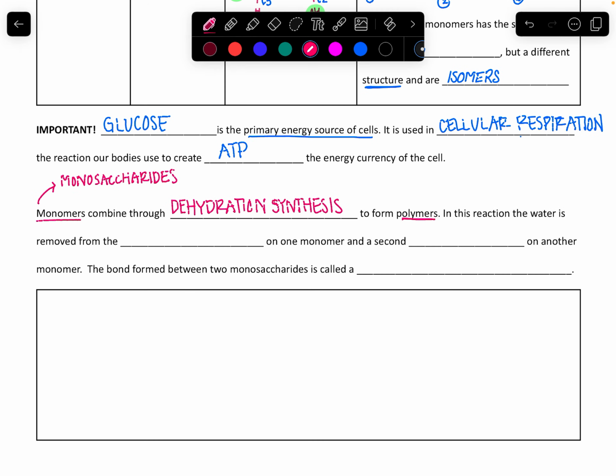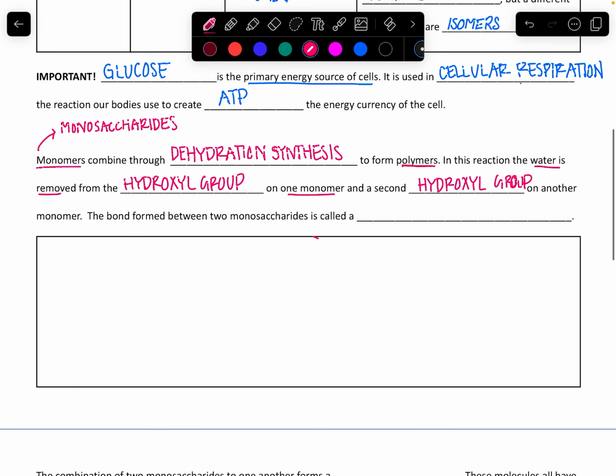Now, remember that dehydration synthesis is our building reaction where we are removing water, so water is removed. And when we put carbohydrates together, we are always removing our waters from our hydroxyl groups. So we're going to take an OH from a hydroxyl group on one monomer, okay? And then on the second monomer, we're just going to take the H from that second hydroxyl group. Okay, so we're using those hydroxyl groups on both monomers.